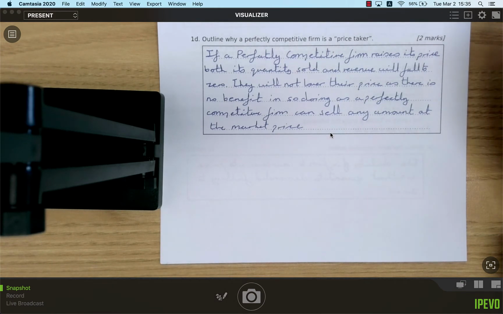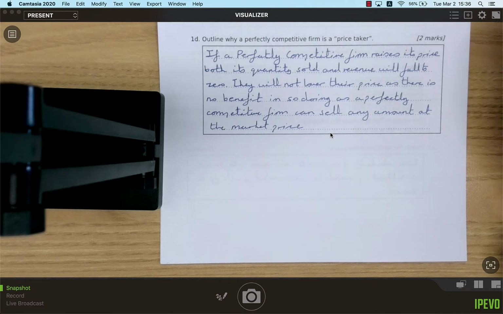Now, if a perfectly competitive firm raises its price, both its quantity sold and revenue will fall to zero. Okay? Now, why? Because they're selling a homogeneous good and there's loads and loads of other competitors or suppliers. So if I raise my price by a cent, well, everyone's just going to go to your other 50 competitors just on this street. So why would I buy off you? So everyone just switches away.